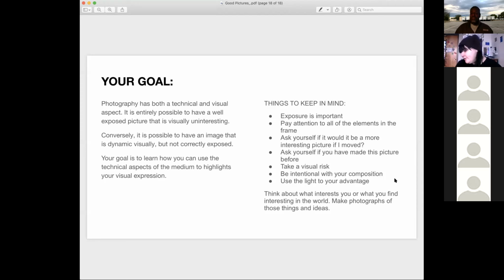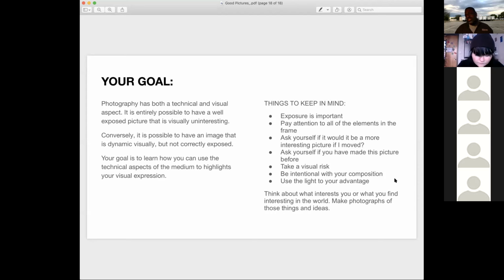Ask yourself if you have made this picture before. Don't always make the same pictures. Take a visual risk. Do something that you wouldn't normally do to take the picture. Be intentional with your composition. Compose your image on purpose. Don't just make it haphazardly.